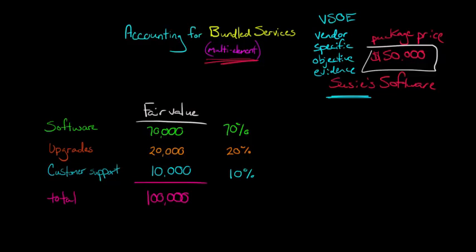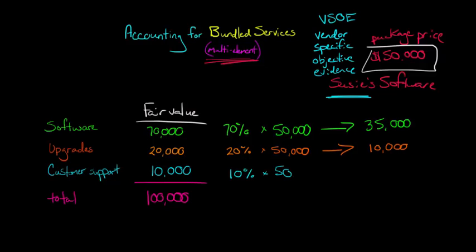Now let's apply these percentages to the package price. 70% times 50,000 gives us 35,000. Then 20% times the 50,000 package price gives us 10,000. And 10% of the package price of 50,000 gives us 5,000. To check that you did it right, total them together: 35 plus 10 plus 5 equals 50. So we've got 50,000, and this number better be the same as the package price, because you're trying to allocate the price of this package deal. So the numbers have to equal.